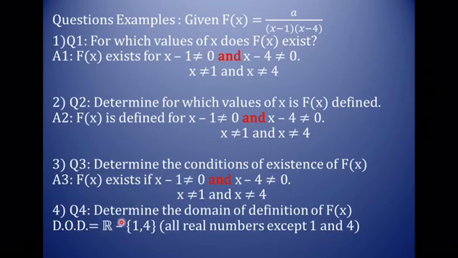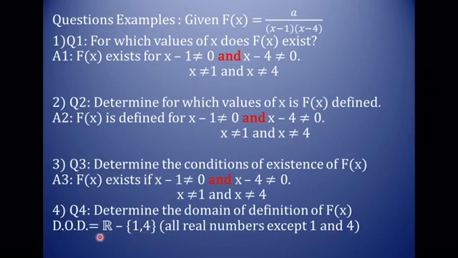Now here the fourth type: determine the domain of definition. When we say domain of definition, it means that we are asked to find all the values of x so that f of x is defined. Here we have only two numbers that make a problem. Okay, so x must not be equal to 1 or 4. Then x can be any other number.